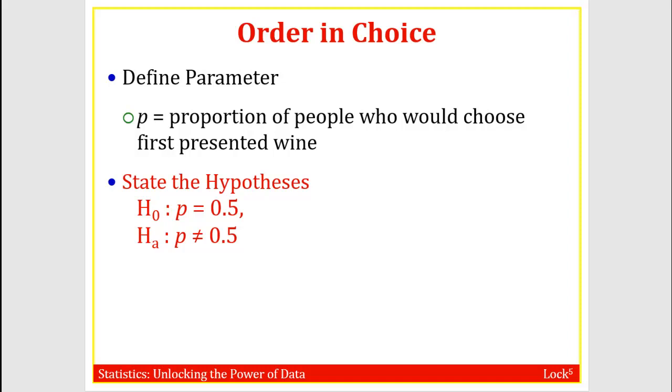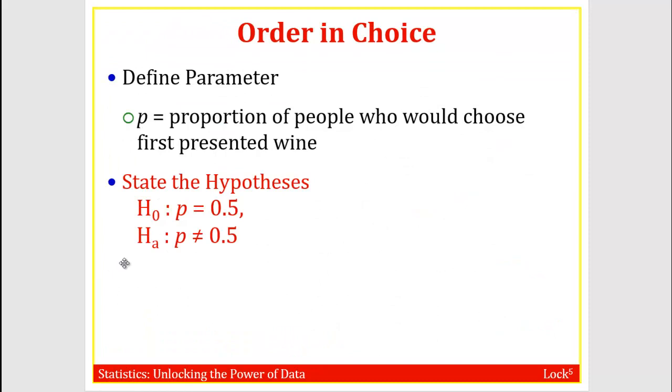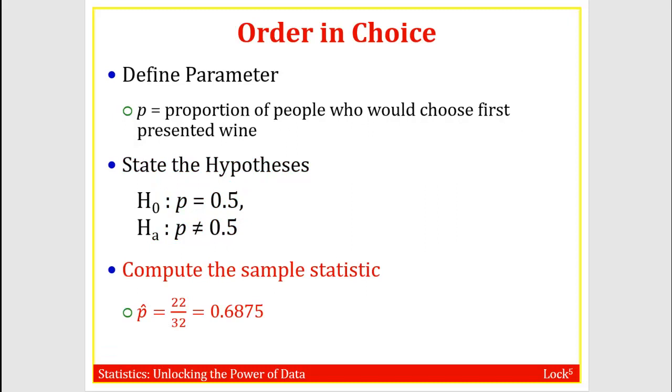For our alternative hypothesis, if you recall our research question, it says, do the data give good evidence that the subjects are not equally likely to choose either of the wines? So that's indicative of a two-sided test, not equals, to put in our alternative hypothesis. So the alternative hypothesis is p not equal to 0.5. Next, we're going to compute our sample statistic, p hat. To compute the sample statistic, we take the number of people in our sample who chose the first wine divided by the total number of people in our sample. That's 22 over 32, or 0.6875.